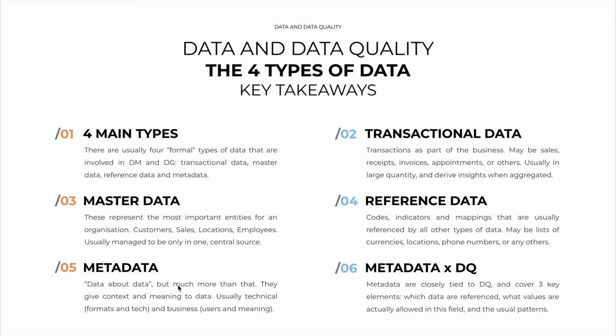Then we have metadata. These are data about data, technically, but there's so much more than that. They give context and meaning to data. They are usually either technical, about data formats, technology, field specifications, and so on, and business metadata, which are about the allowed users, the uses and purposes of the data, and the meaning of it. And finally, metadata in specific are closely tied to data quality, and they cover 3 main elements: which data are referenced, which values are actually allowed in a given field, and the usual patterns that you find in that field.